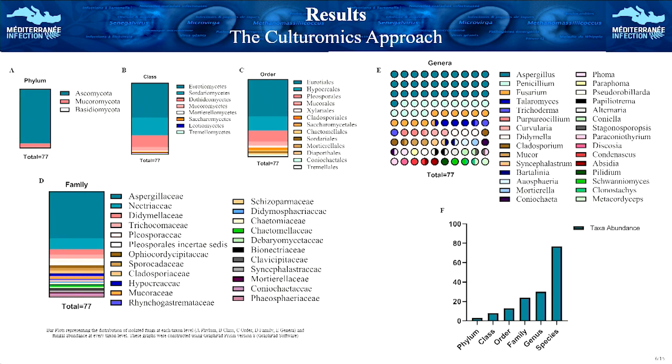So using this approach, we were able to isolate, characterize, and identify 77 different fungal species belonging to 30 genera and 24 families. Analyzed soils were dominated at the family level by Aspergillaceae, followed by Nectriaceae, which translates at the genus level into an abundance of Aspergillus, followed by Penicillium and Fusarium.